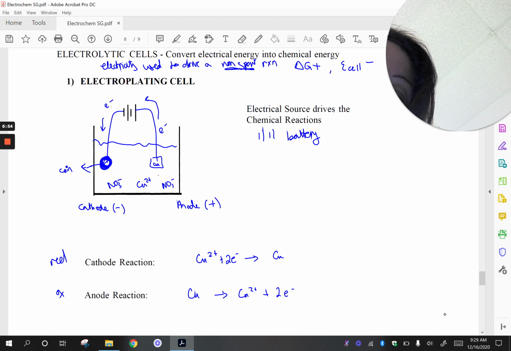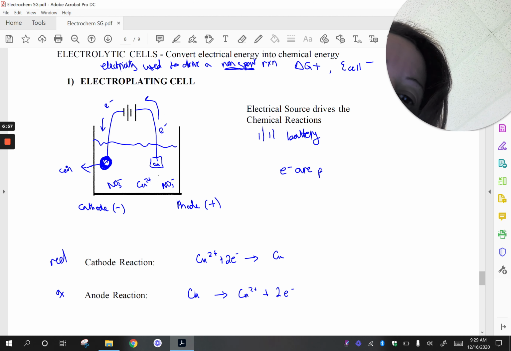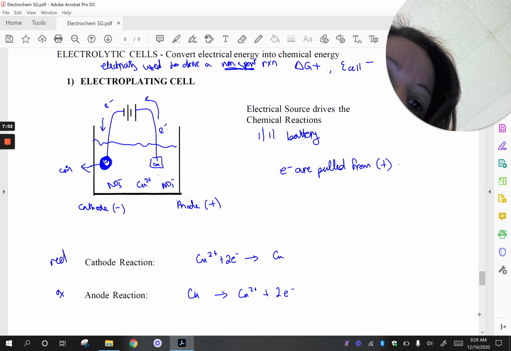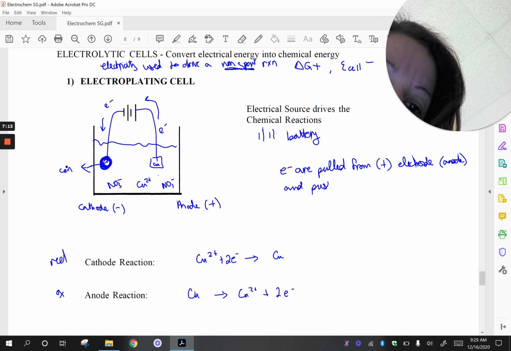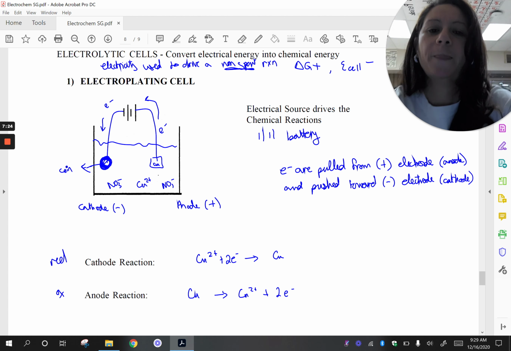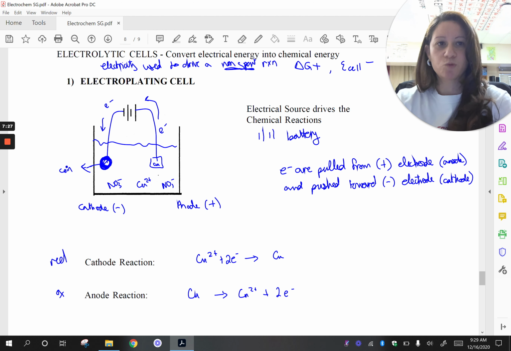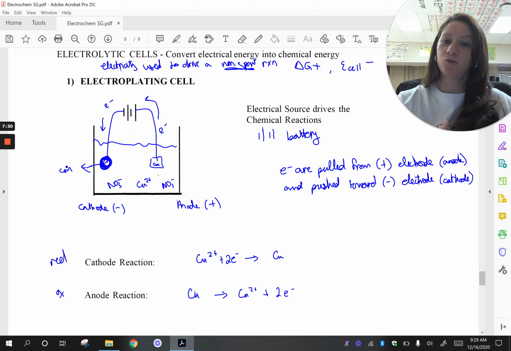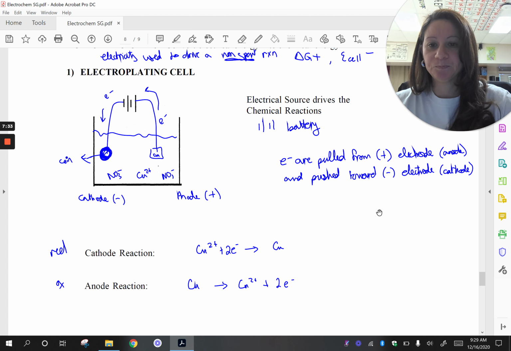Electrons do not want to go that way. So electrons are pulled from the positive electrode, which is the anode in this case, and pushed towards the negative electrode, which is the cathode. Okay, again, you do not need to remember which one's positive, which one's negative. This is just for you to understand why this is not spontaneous.